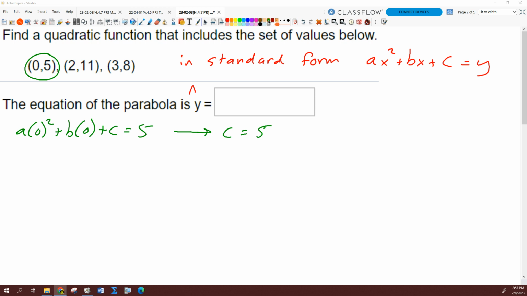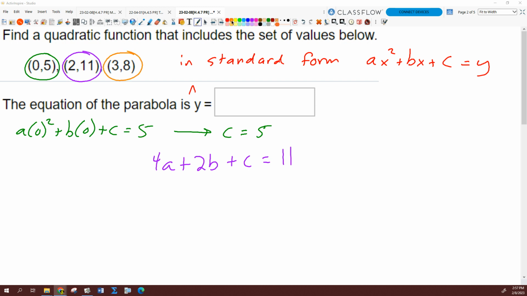Okay, well, what if I take the second one? X is 2, y is 11. I can just plug those into my standard form, can't I? So I get a times 2 squared. What's that? Okay, so 4a plus b times 2 is 2b plus c equals 11. Okay? At this point, we don't plug in the top one, right? Because C says C equals 5. We don't plug in. Not yet, but we will. We're just going to write down the 3 equations first.